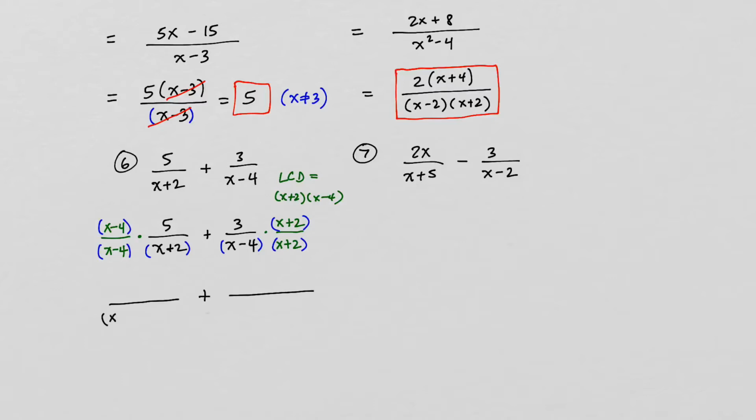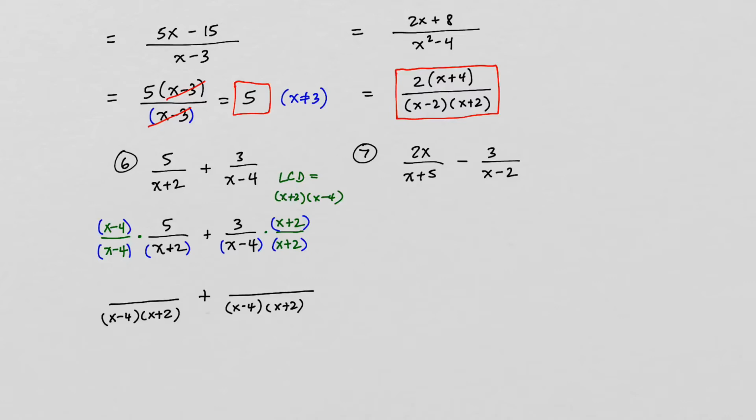Keep the denominator in factored form. And so the denominator here is x minus 4 times x plus 2. There's no need to multiply that out. The denominator here is also x minus 4 times x plus 2.